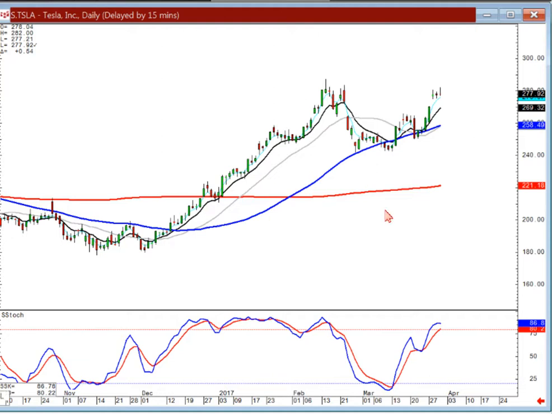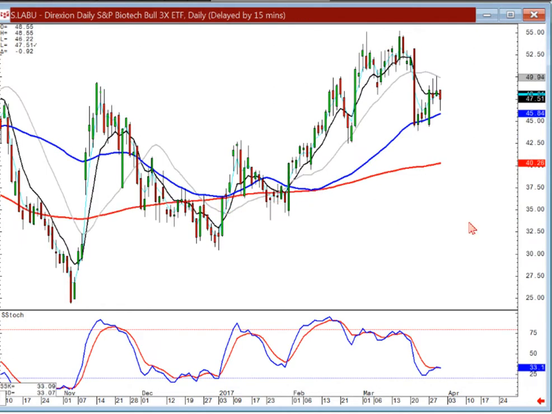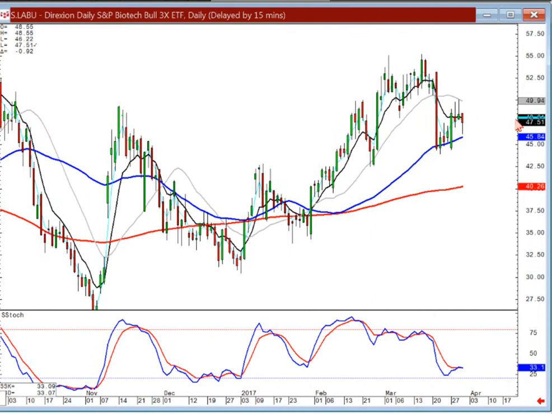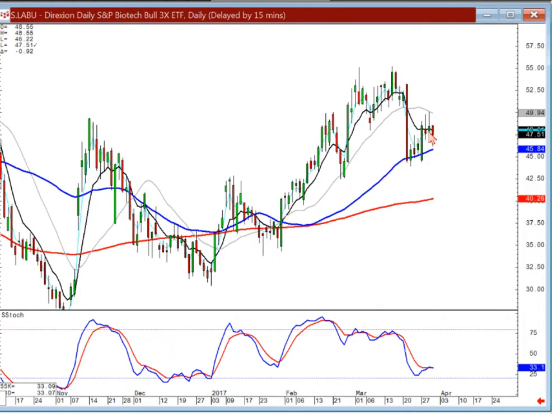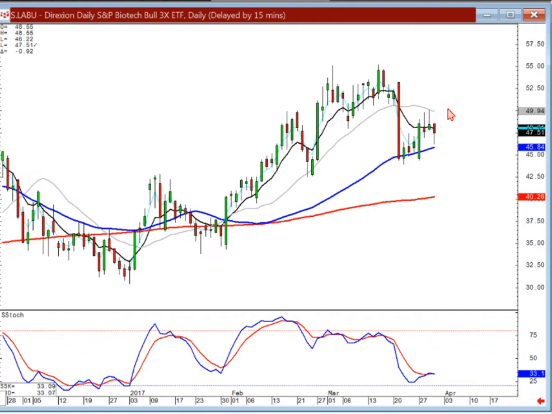So we can see what's happening in each sector. We can see what happened today in LABU, which is kind of an indicator of what's going on in the biotechs. The biotechs are bottoming. They backed off today, but came back up to the higher end of the range. You can be buying LABU, or if this starts trading positive, you know the biotechs are acting strong.